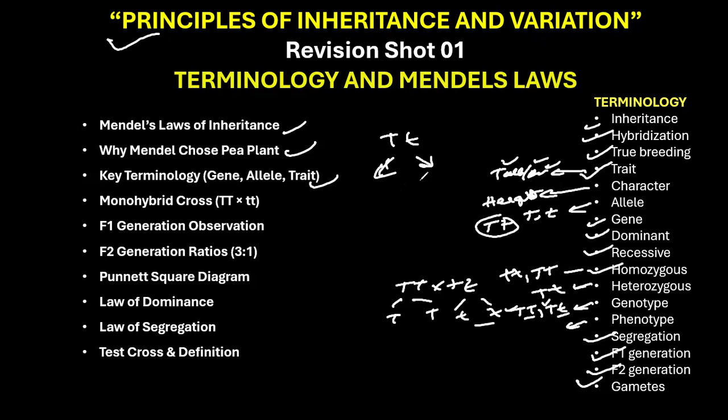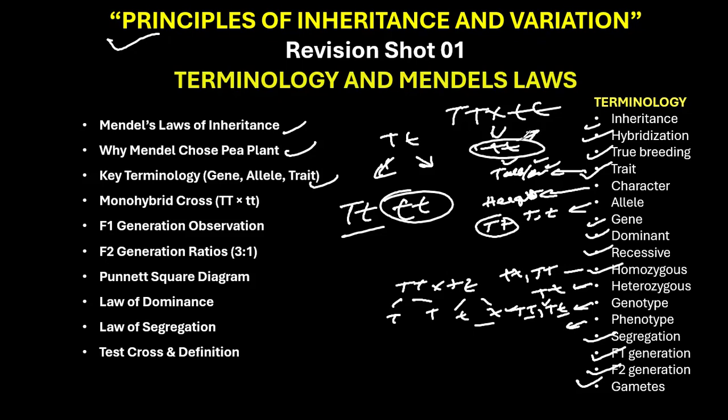Then you have the law of dominance. The dominant allele shows its effect even in the heterozygous condition, whether it is capital T, small t. The recessive allele expresses only when it is homozygous, that means small t, small t. So when we cross capital T, capital T with small t, small t, the F1 generation is capital T, small t, and we have the dominant trait. This dominance tells us that the dominant trait expresses itself in the F1 generation.